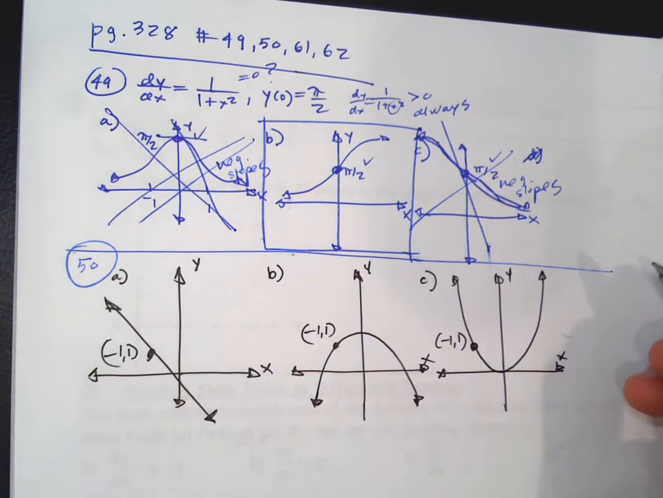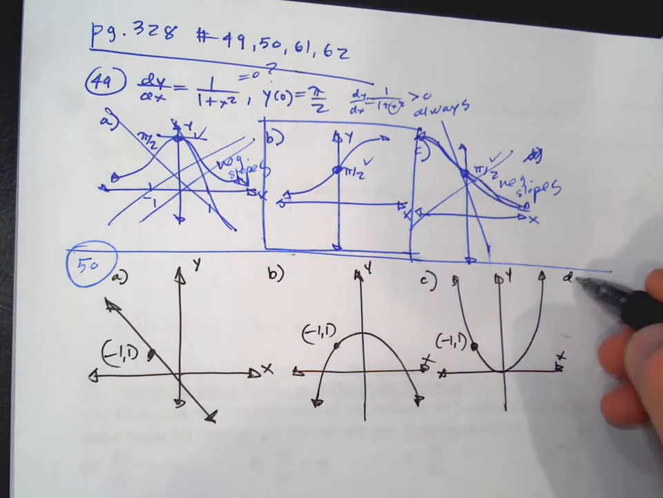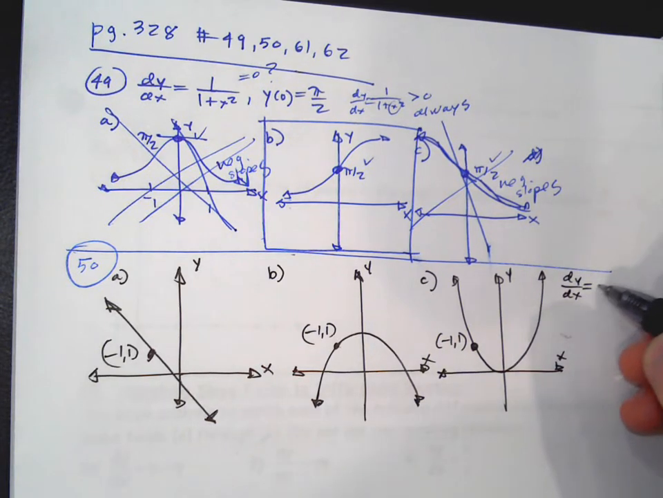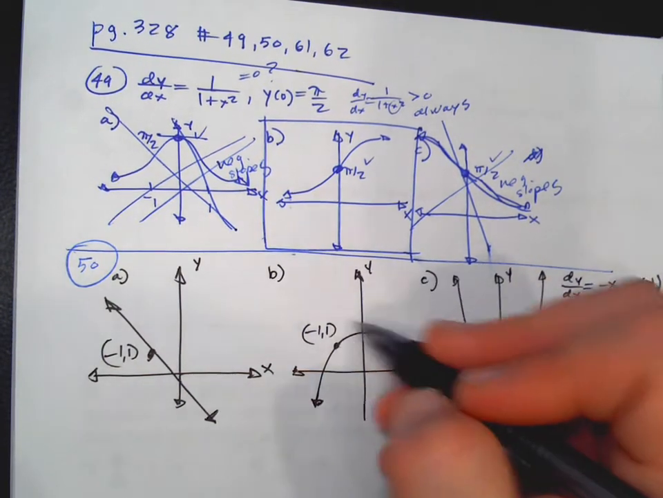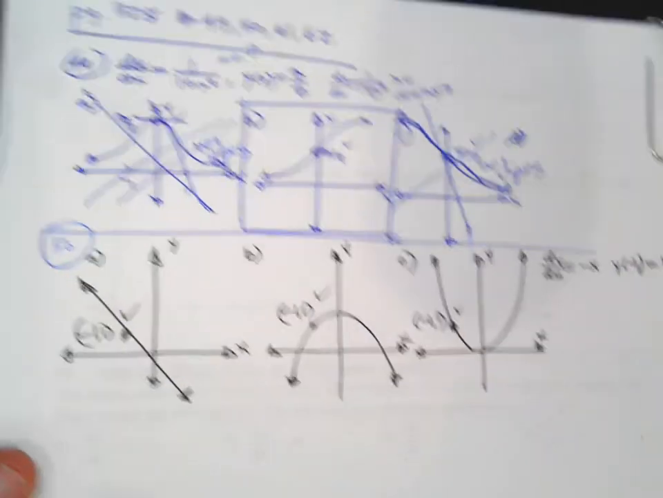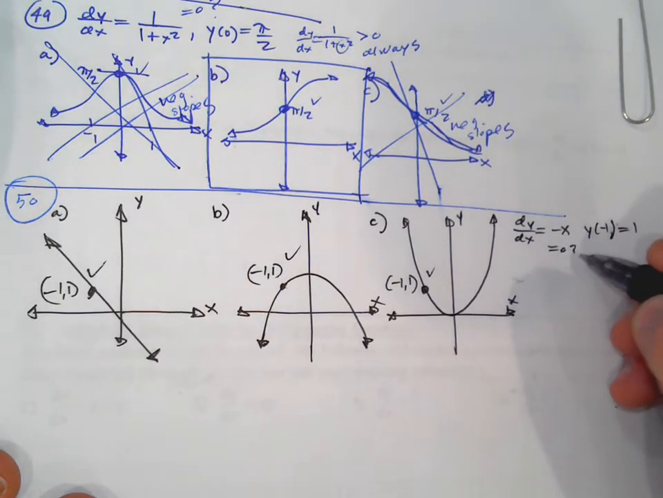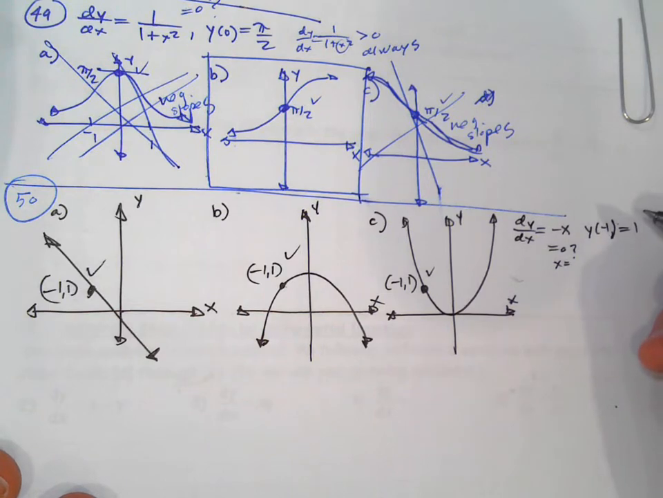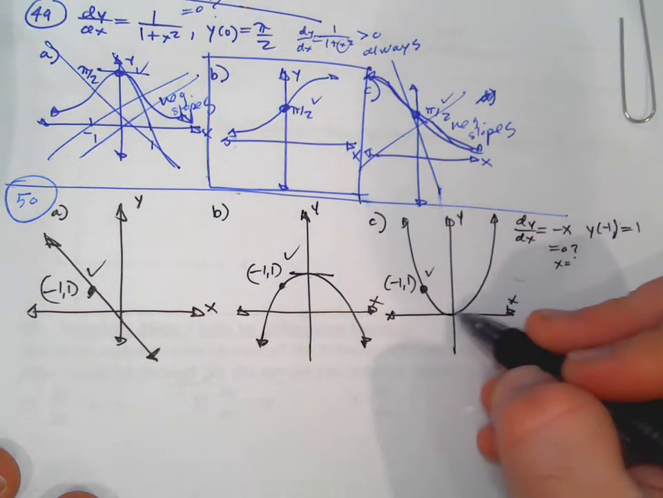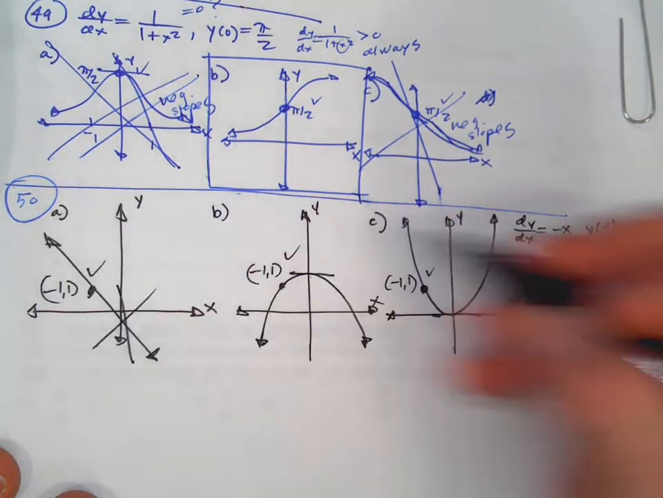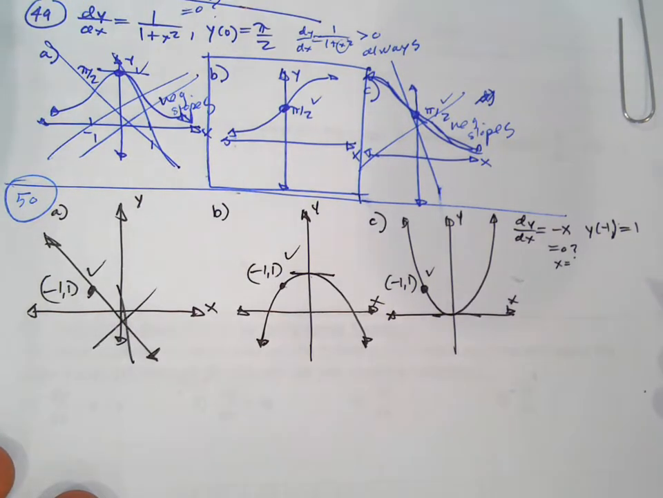Okay, so the differential equation was dy/dx equals negative x and y(-1) equals 1. So they've got to have y(-1) equal to 1, which they all do, so that doesn't help you eliminate anything. Now, when is this equal to 0? Well, that'd be when x equals 0, which this one does, this one does, this one doesn't. So you can eliminate A just from that.